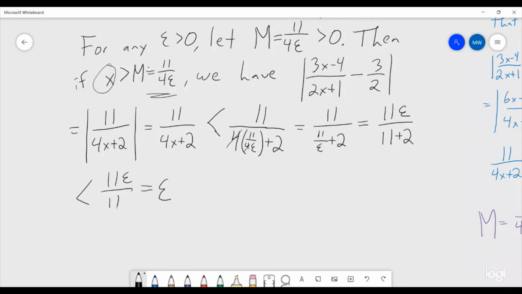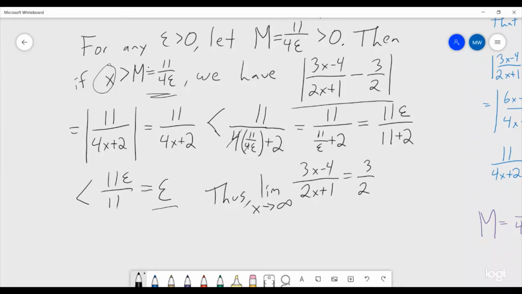So we have |f(x) minus the limit| is less than epsilon. So that tells us that the limit as x goes to infinity of (3x minus 4) over (2x plus 1) is equal to 3/2. Let's go and do another example where we can actually figure out what the limit is without having to do this epsilon-M argument.